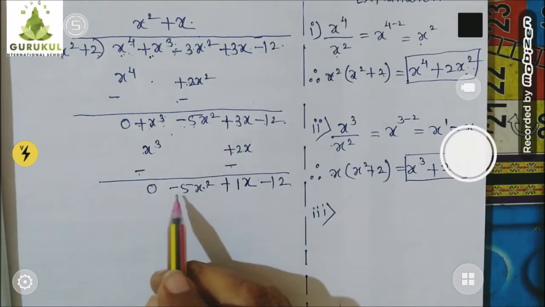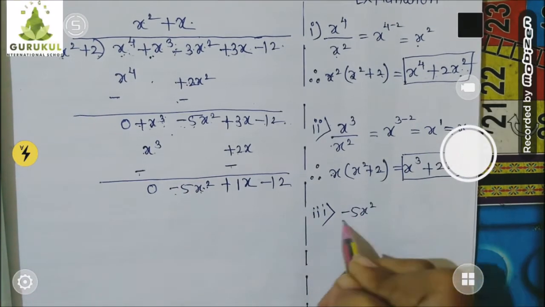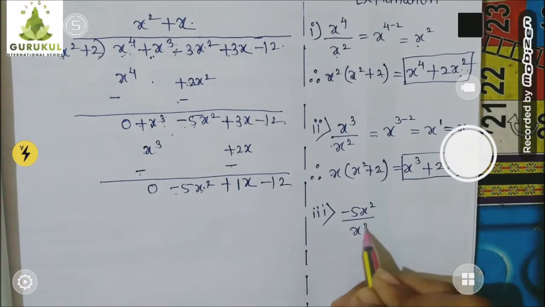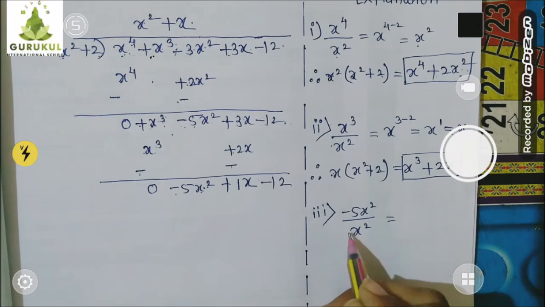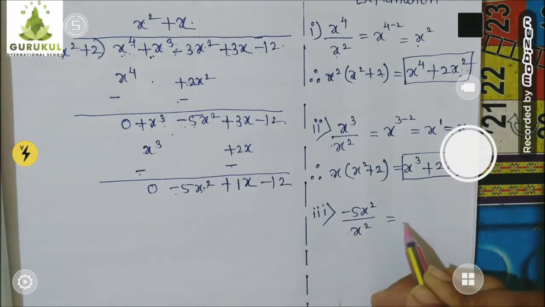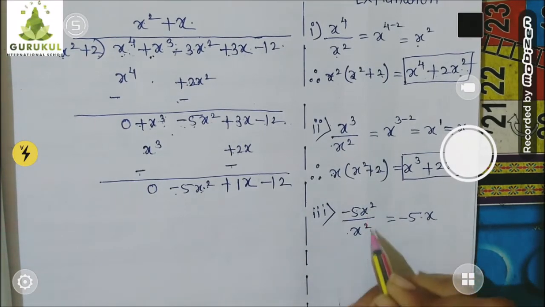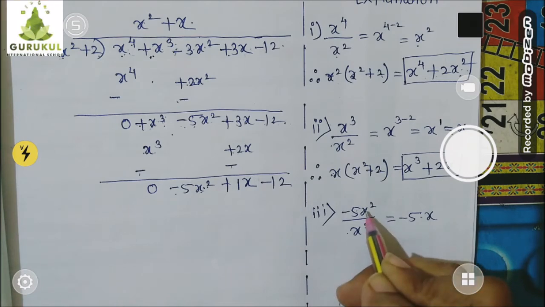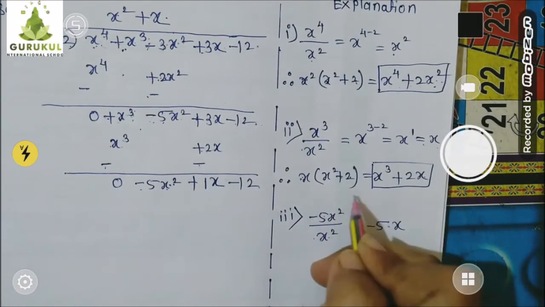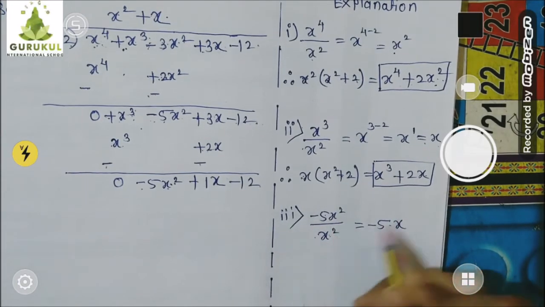Children, which term contains the highest power? Minus 5x square. Take it for division. Divided by which term contains the highest power? X square. Take it for division. Now minus 5 divided upon no number means 1. So minus 5 upon 1 is minus 5. And what about variables? Apply the law of indices. Children, x raised to 2 divided by x raised to 2. You can apply the law of indices also, otherwise cut it over here. Your choice. So, x raised to 2 divided by x raised to 2.